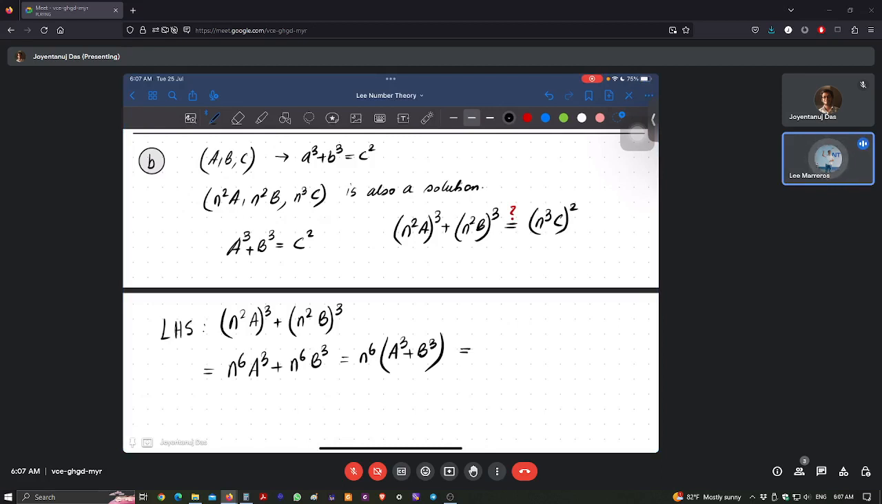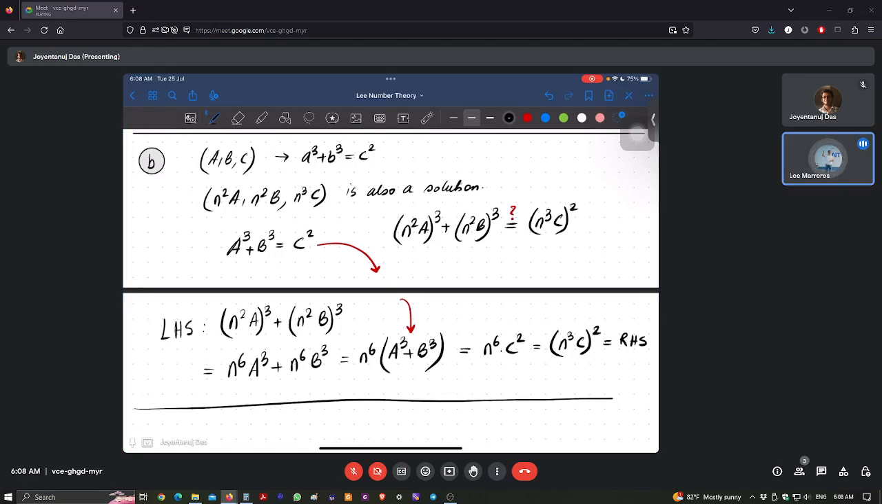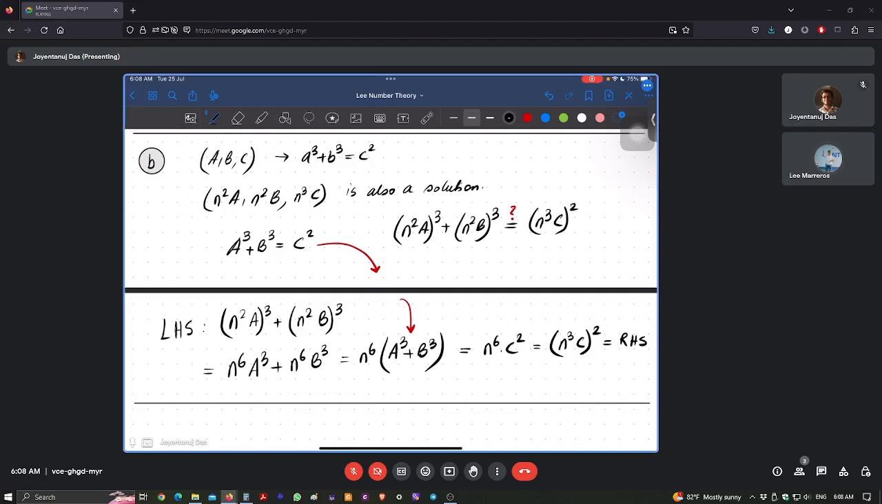I see. After this, this is going to be equal to n to the 6 times c square, right? So now we can use this condition. a cube plus b cube equals c square, so I can write that in. This gives my RHS. So hence it's proved that this is also a solution. So the second line is also a solution, because of n to the 6. Okay, fine.